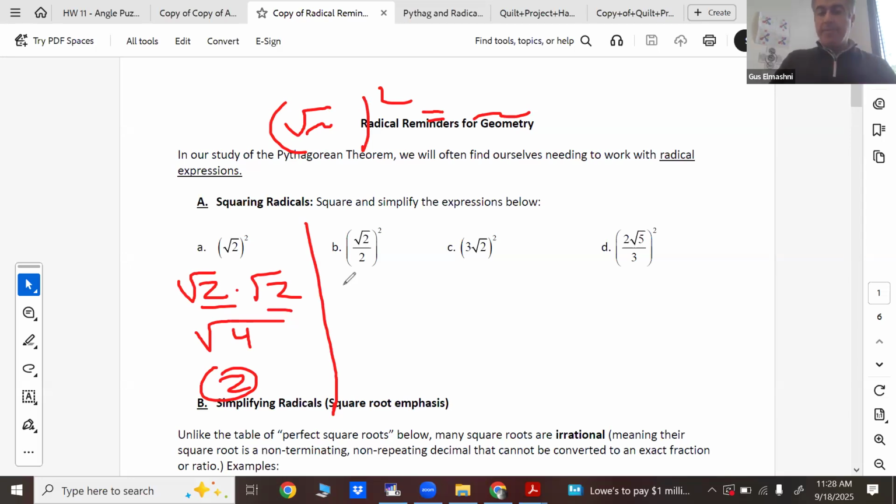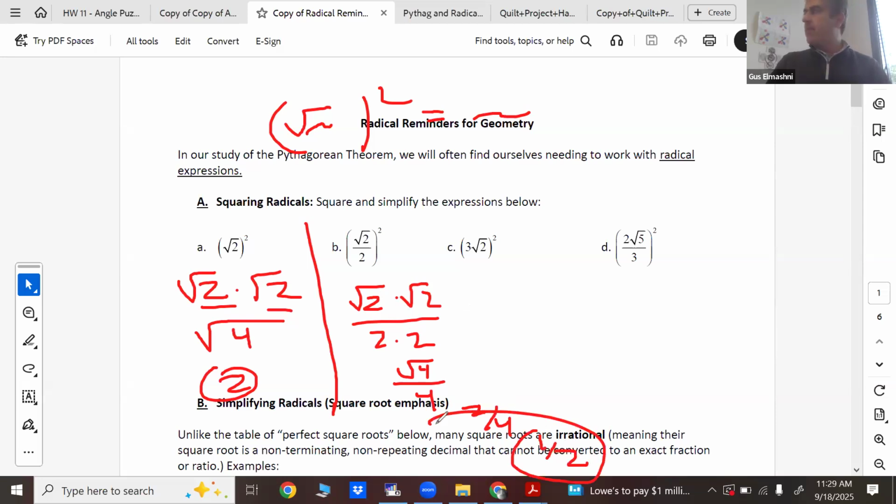Now, for B, you have root 2 up above. So it's root 2 times root 2, and 2 times 2. Right? You're just repeating it. Of course, that's root 4 over 4. And what's root 4? Well, root 4 is 2, and ultimately the final answer is going to be 1/2.